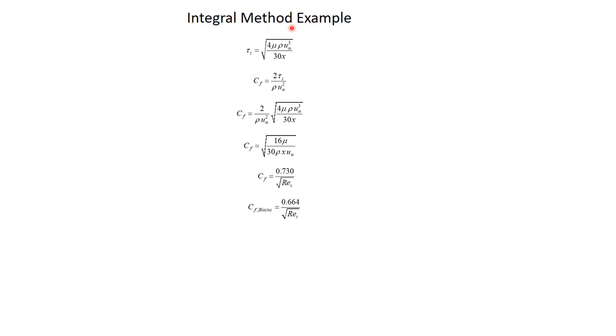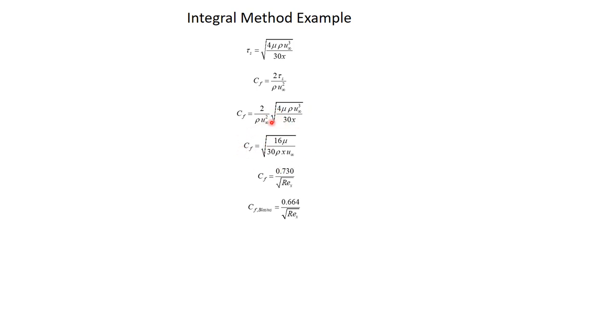So that's the last thing I'll do here, is substitute the shear stress that I just solved for into the definition of a friction factor. So the friction factor is the shear stress made dimensionless by dividing through by rho u infinity squared over 2. So this is this equation here. If I take this shear stress and plug it into here, so that's what I've done here, and simplify it a little bit, I get this equation here, right?